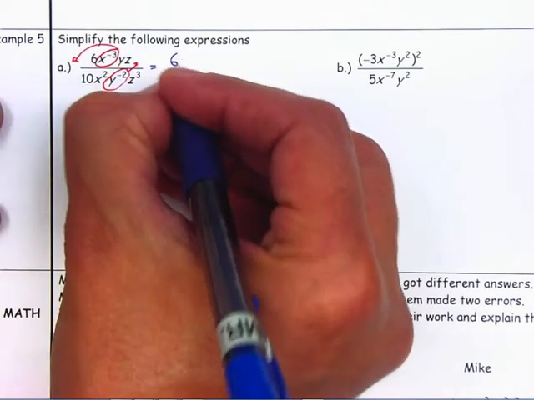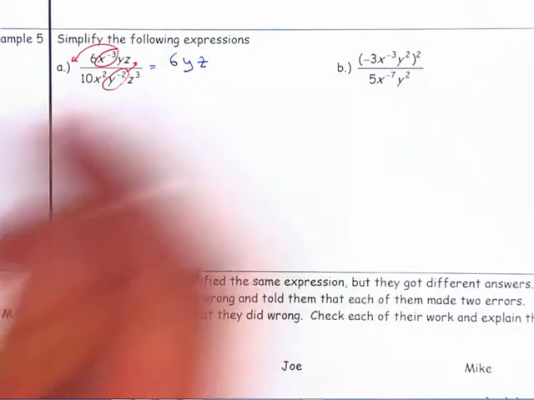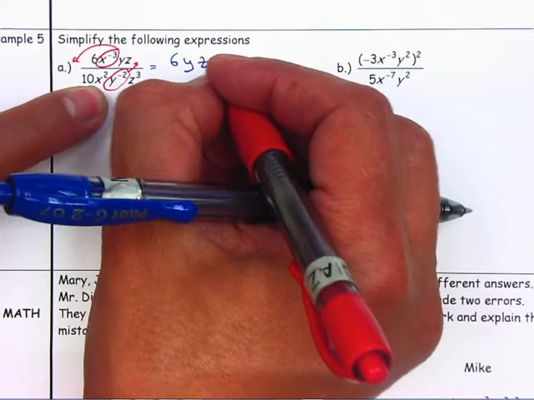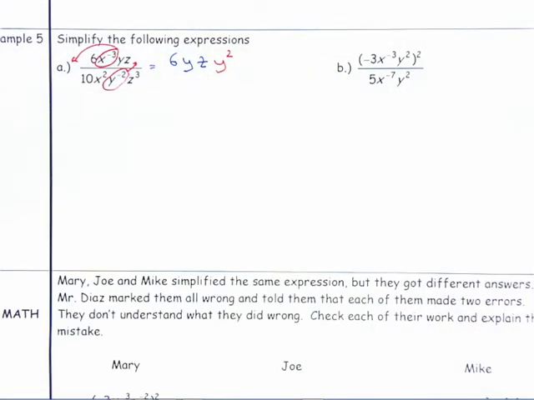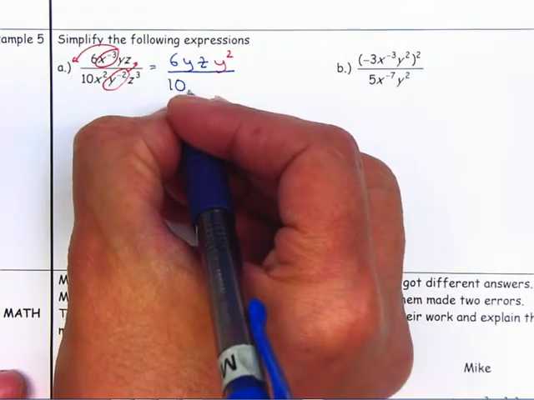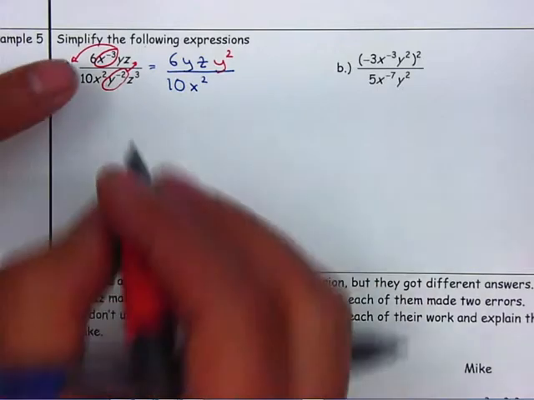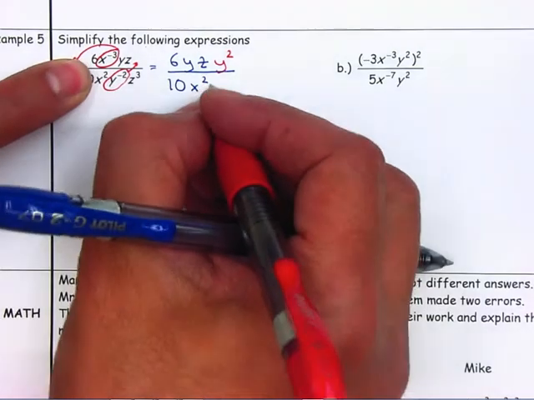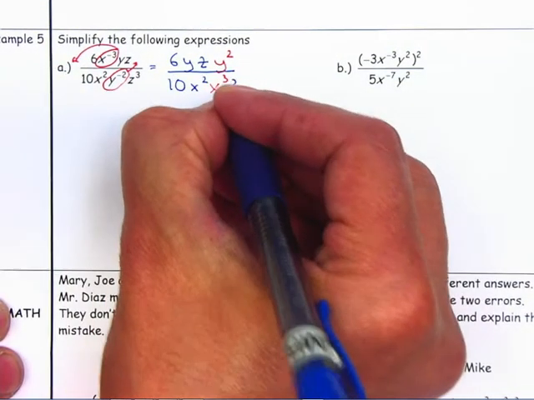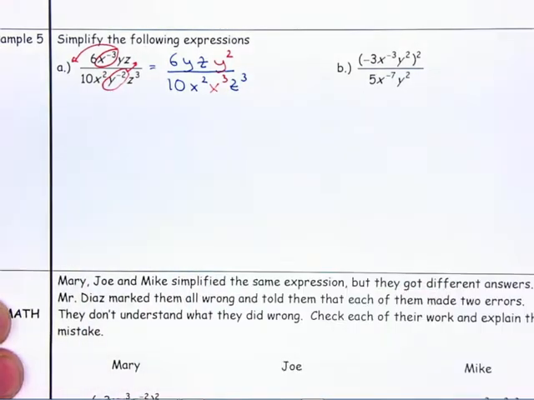So we have a 6 y z, and the y to the negative 2 comes up and becomes a positive. Denominator 10 x squared. The x to the negative 3 comes down, so it becomes a positive. And then we have z to the third, and we can now simplify.